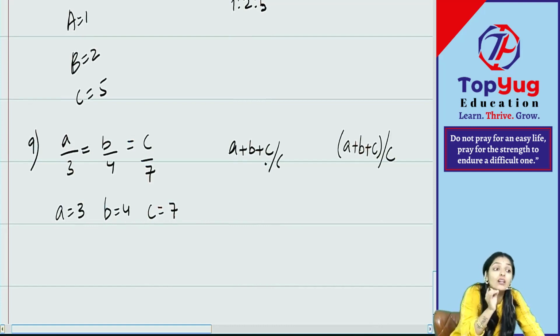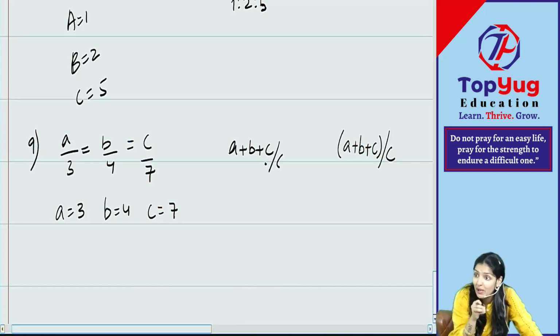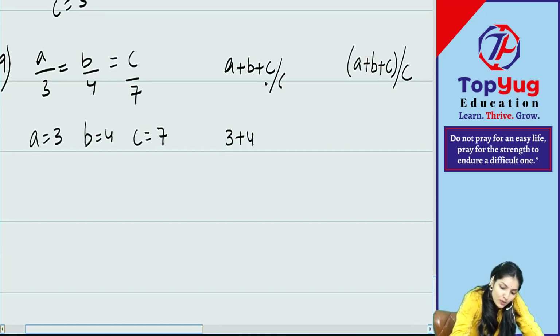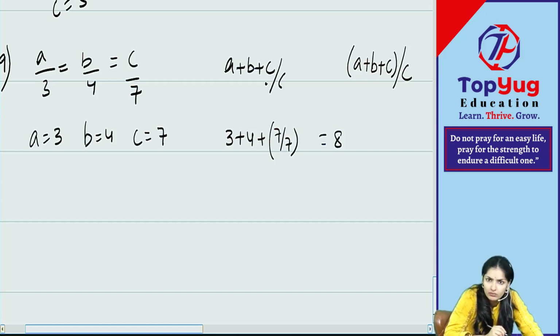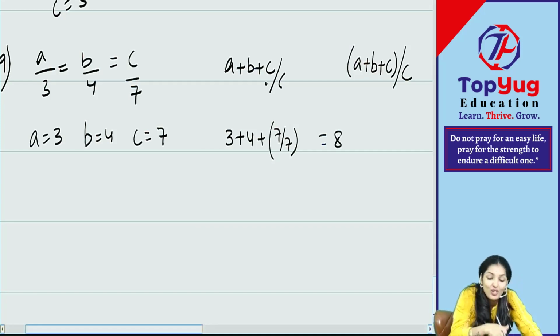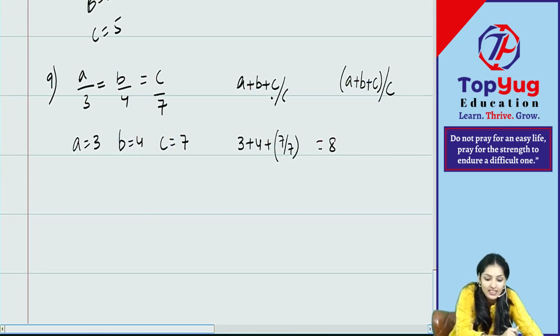But in mathematics, in the linguistic terms, the language of mathematics, if a bracket is not given, it means it is simply only for C. So what is A? 3 plus 4 plus 7 by 7. So the answer is 8. 7 by 7 is 1, C by C cancels. But I think in your book the answer is given as none of these. Okay, better. The answer is 8. Am I clear?